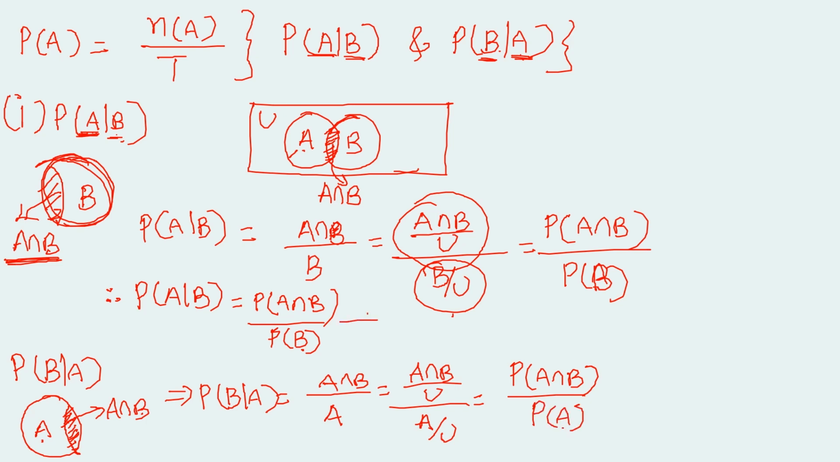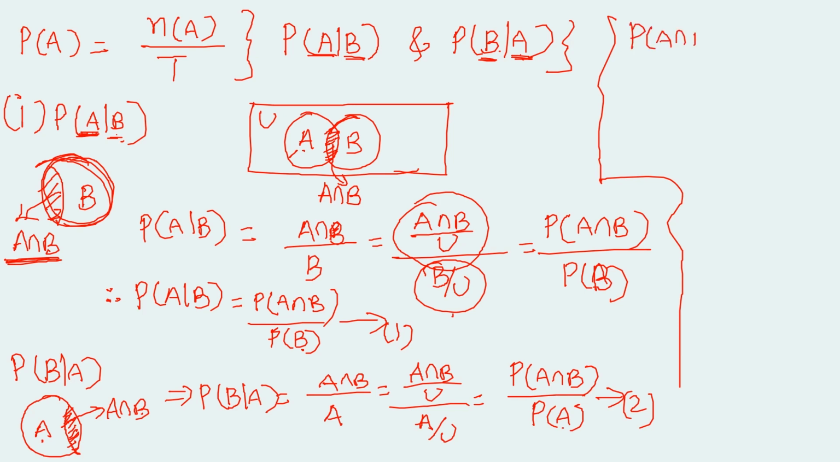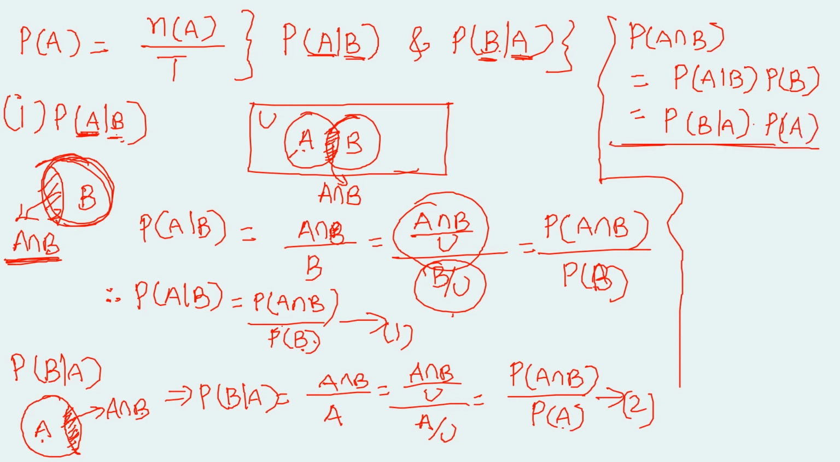By using these two equations, equation 1 and equation 2, we can write here probability of A intersection B is equal to, from equation 1, probability of A given B times probability of B, that is equal to probability of B given A times probability of A. This is known as Bayes' theorem of probability.